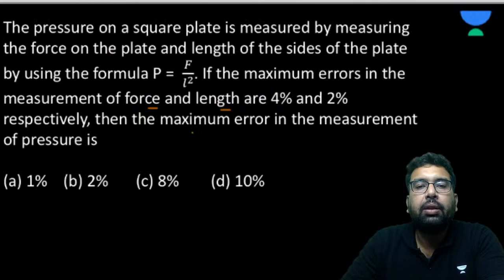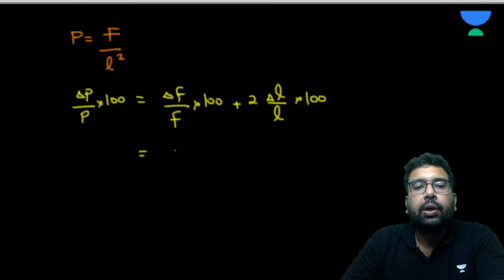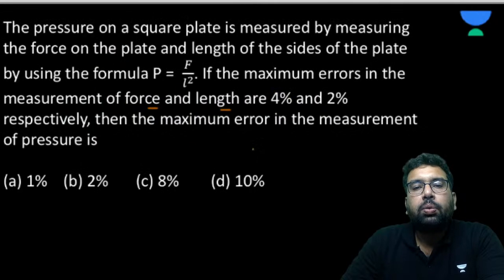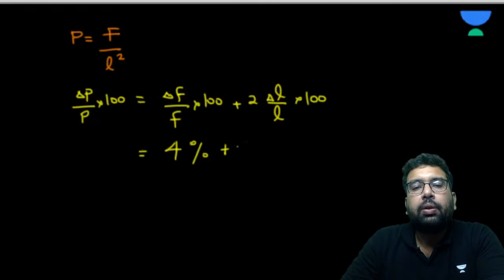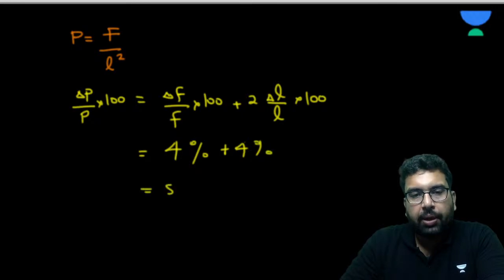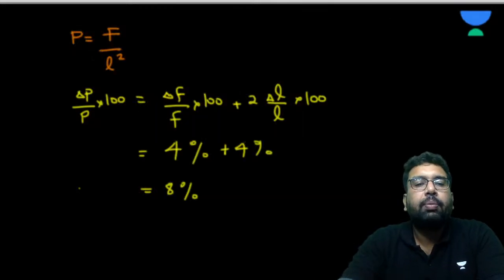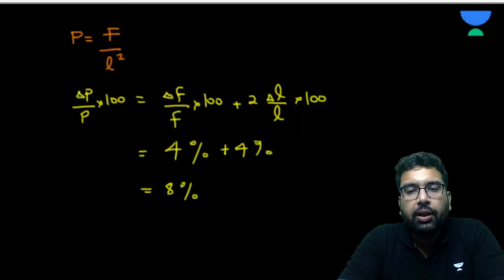Now see what the error in the measurement of force is. It is 4%, and this is 2 and 2, that is 4%. So this becomes 8%. So the error in the measurement of pressure is 8%. I hope it is fine to everyone, right? Okay, now moving to the next question.